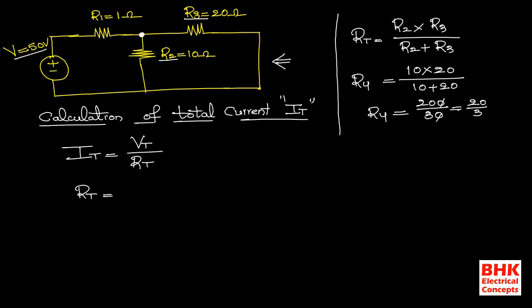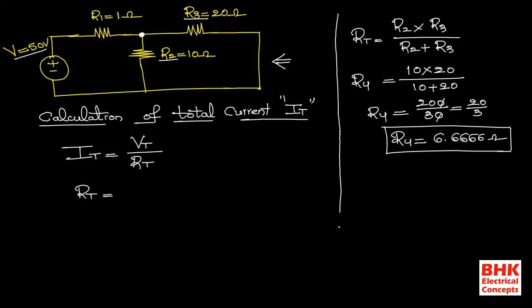So whenever we are going to calculate the value of total current, we need to first find the total equivalent resistance. Simplifying 20 divided by 3, it gives the value of R4 as 6.666 ohms. This is the value of the parallel combination of R2 and R3. Now I am redrawing this network, placing R4 instead of the parallel combination of R2 and R3.